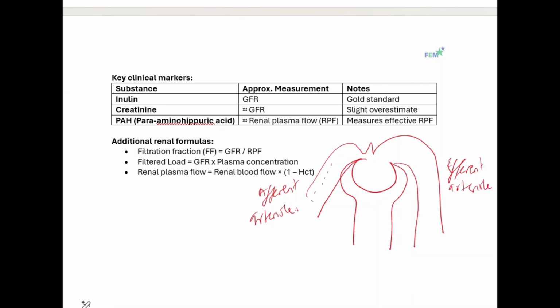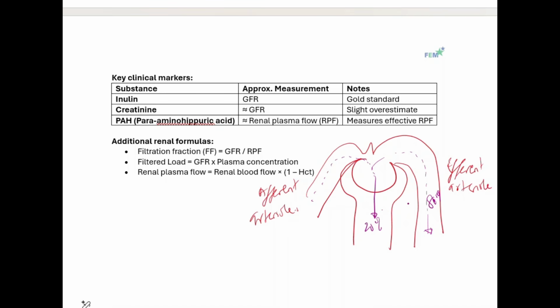And as we know with inulin, once your inulin is coming in, your filtration fraction here is going to be around 20%. And then the remaining is going to go into the peritubular capillary. So the remaining 80% is going to go into the peritubular capillary. And as we know, inulin is neither secreted nor reabsorbed.